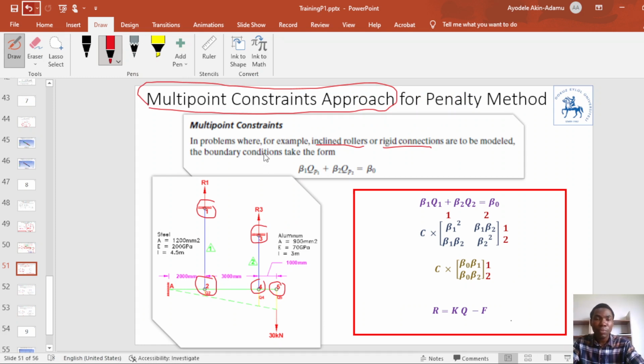For the multi-point constraint model explanation, I'm not going to explain the governing theory that supports the model. I'm just going to explain what you need to know about the model to solve this problem. What is most important about this multi-point constraint model is this equation here: beta 1 QP1 plus beta 2 QP2 equals beta 0. This is actually what it means.